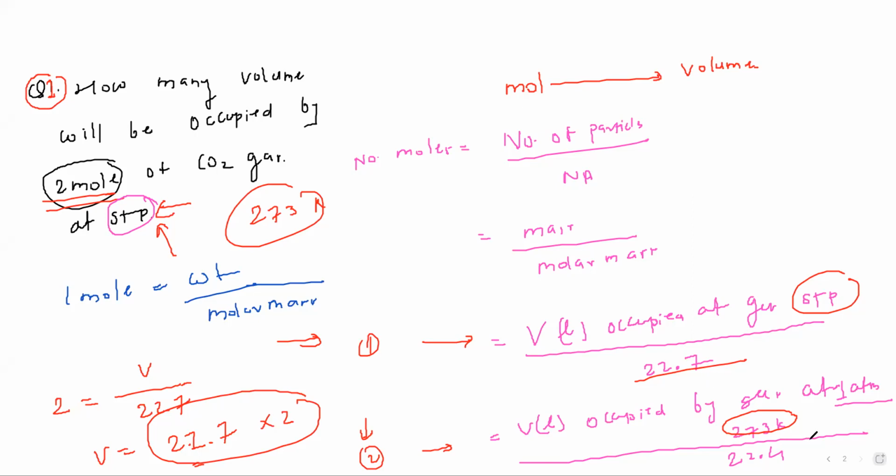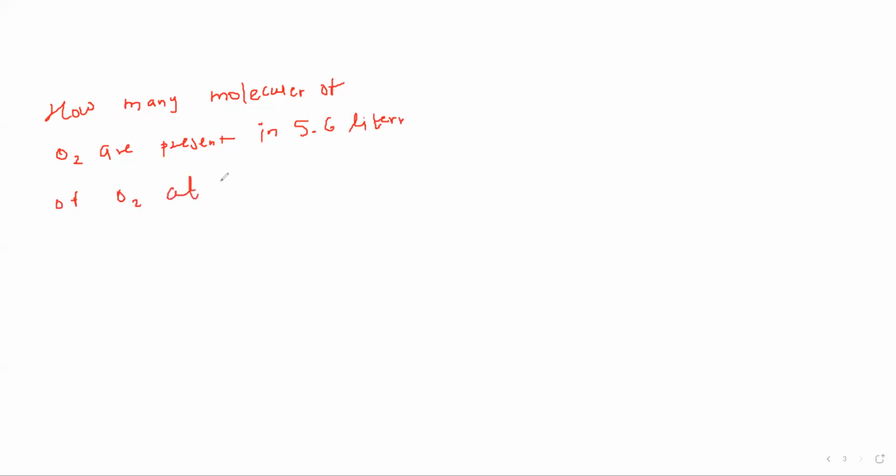Okay, let me give the next one. Very good, guys. Now, if I ask you, how many molecules of O2, that is oxygen, are present in 5.6 liters of O2 at 1 atmospheric pressure and 273 Kelvin.